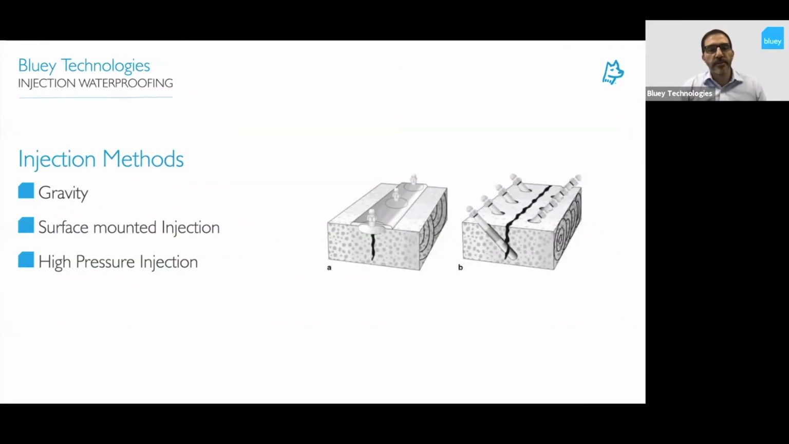The injection methods that we use: we can use gravity techniques in very wide cracks, where we can just feed the resin from the top. We can do surface mounted injection, as you can see in example A, where we've got surface packers epoxied to the concrete, and we inject through those. And then you have high pressure injection with packers inserted as well.